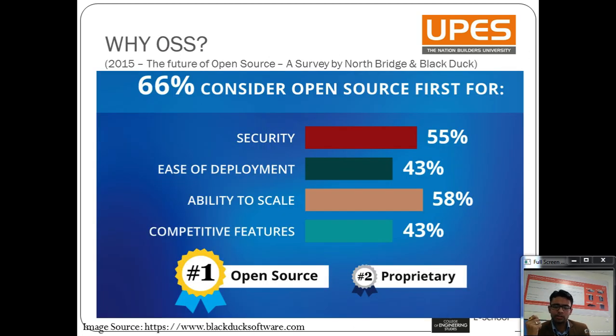And why are these industries adopting open source software? Because of these features. They are more secure as compared to proprietary software. It's very easy to deploy these software. They have the ability to scale as well, and obviously they have more competitive features as compared to the proprietary ones. So nowadays open source is a first choice for industry, and not only industry, in any sector, open source is a first choice.